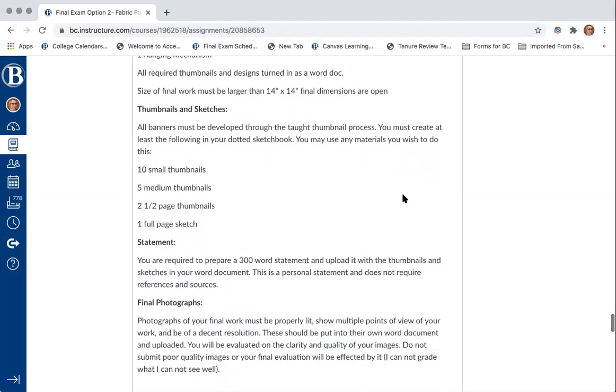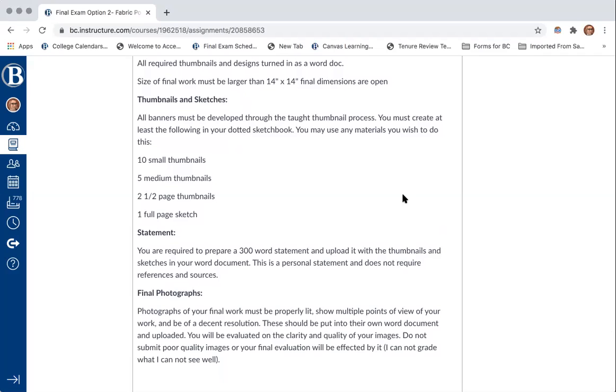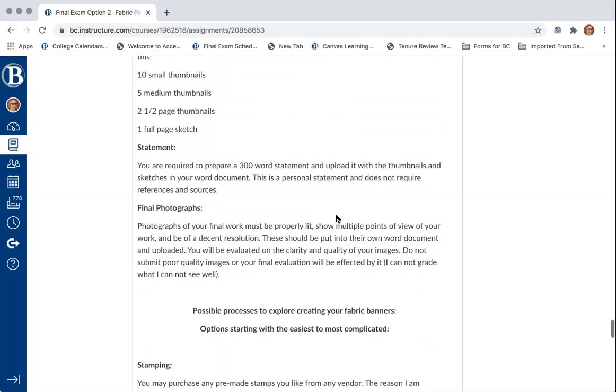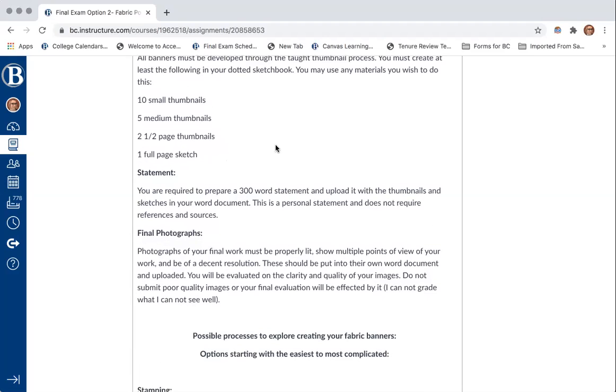Thumbnails and sketches, you're going to follow the thumbnail process we've been using all along. 10 small thumbnails, 5 medium thumbnails, 2 half-page thumbnails, 1 full-page thumbnail. You may use any materials you wish to do that. Included in your Word document with your thumbnails should be a 300-word statement that tells me about what your goal is. It's a personal statement, so be very clear, but you don't need to include references.